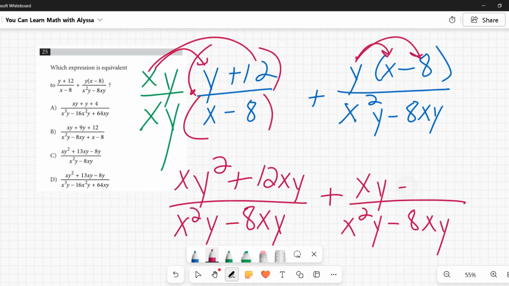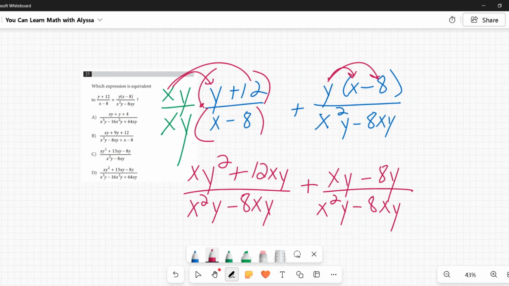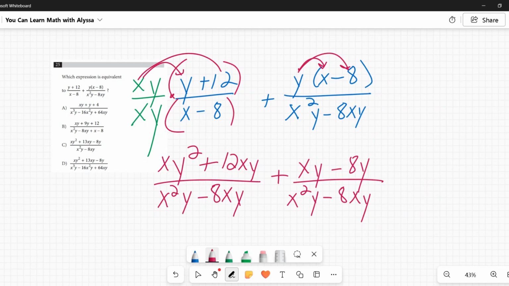y times negative 8 is negative 8y. Now that I have common denominators, I can combine everything on top. This is behaving just like those fractions you learned so long ago in elementary school. Things like 1/3 plus 1/3. How many thirds do I have?